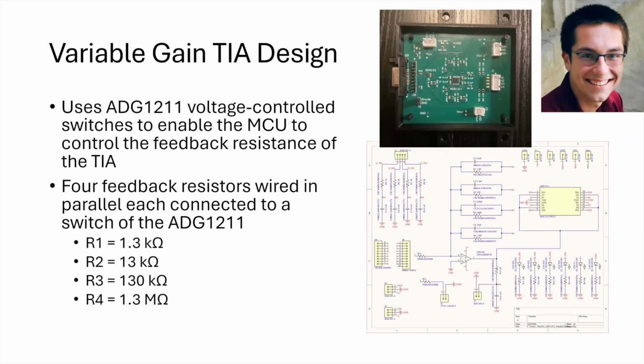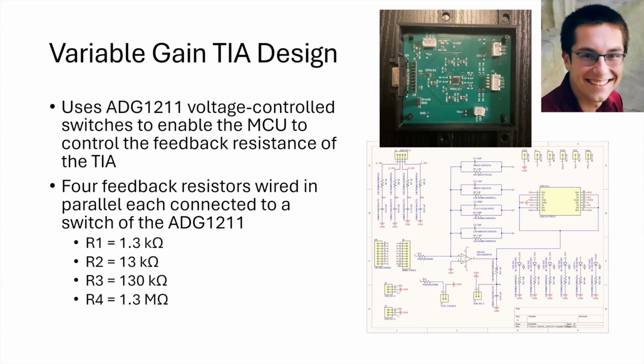For the other photodiode, this is embedded in the power meter head that we selected from Thor Labs. Now, in order to make sure that we can read a broad range of power, for instance, as we scan across the beam, we need the gain of this TIA to be variable. So we used an ADG1211 voltage controlled switch, which will allow the MCU to control the feedback resistance of the TIA.